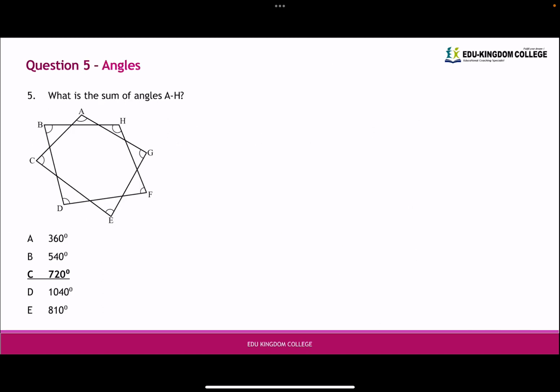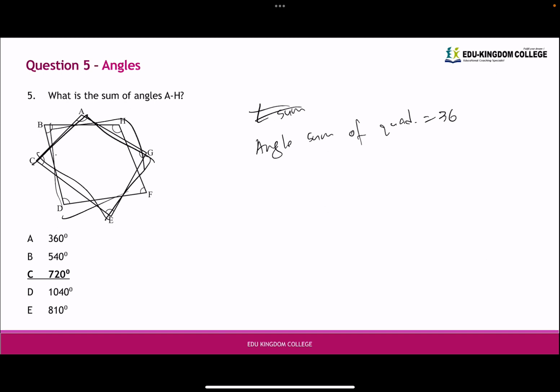Question 5 is pretty easy. Okay, we're just adding up all the angles. So we have 2 4-sided shapes here. Okay, and the angle sum of any 4-sided shape or quadrilateral equals 360 degrees. We have 2 of those, so we should get 720 degrees as an answer.